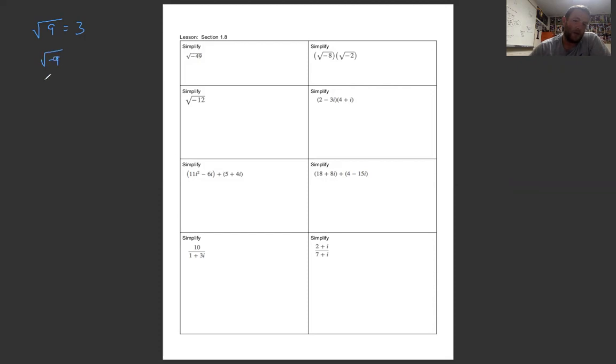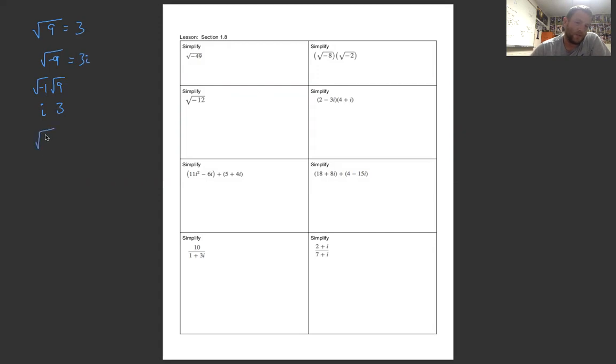You can't do it directly, but you could pull out the square root of negative 1 and the square root of 9. Negative 1 times 9 is the square root of negative 9, right? The square root of 9 is 3, we knew that. But what's the square root of negative 1? The square root of negative 1 is actually i. So the square root of negative 9 is actually 3i.